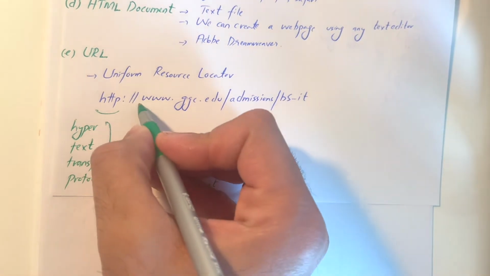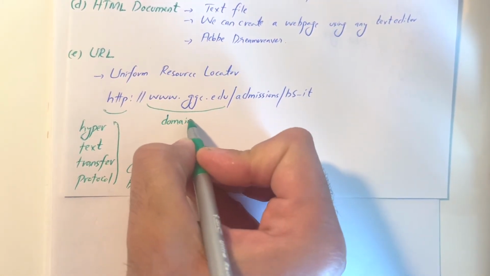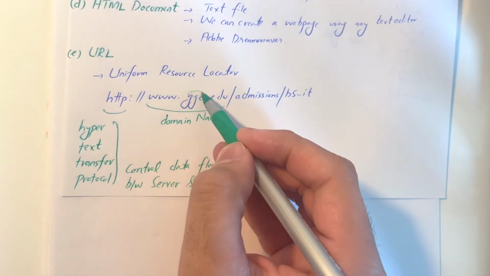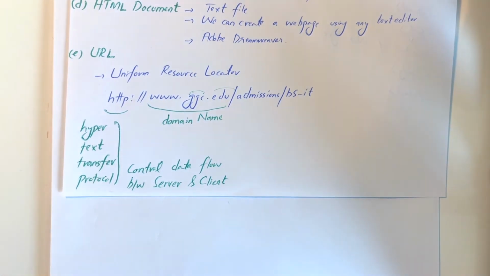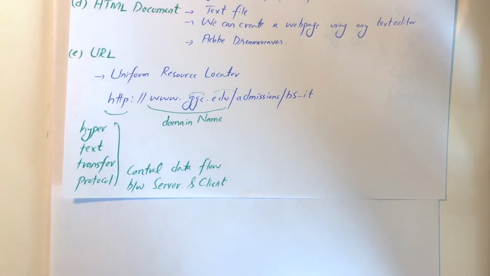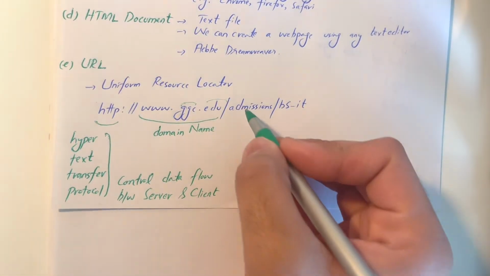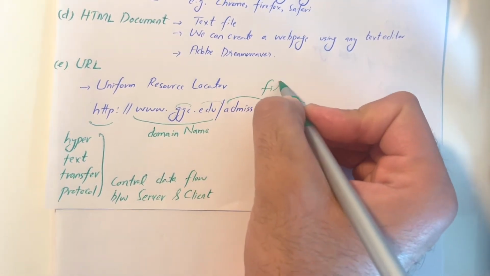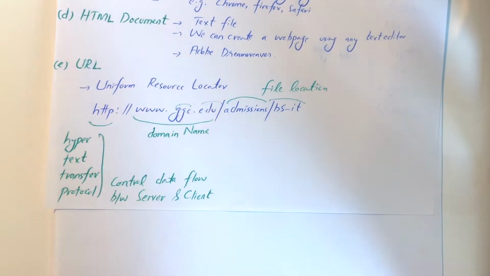If you see, this is typically called the domain name, which defines mainly the organization name, GGC, and the nature of their business. .edu means education, .gov the government organization, and of course this is called the TLD. This is the domain name. So admissions and BSIT, this is basically the file location, like where exactly the file is.